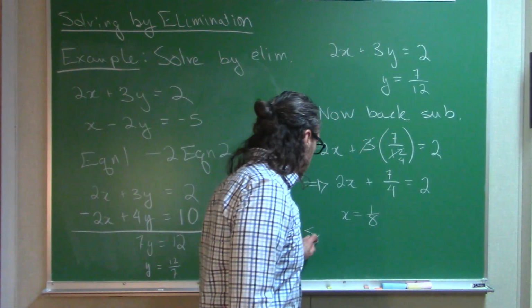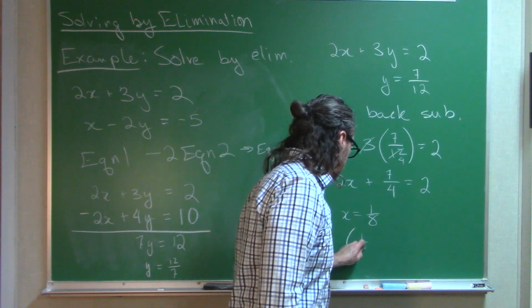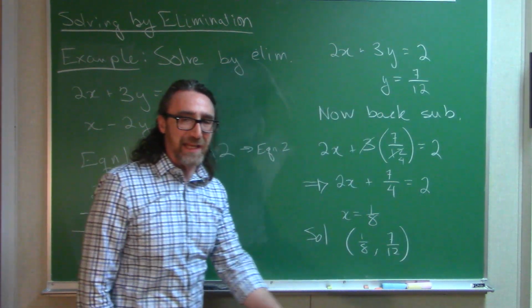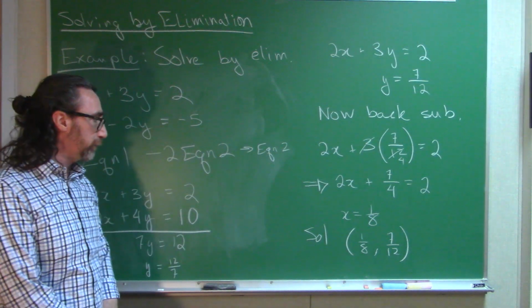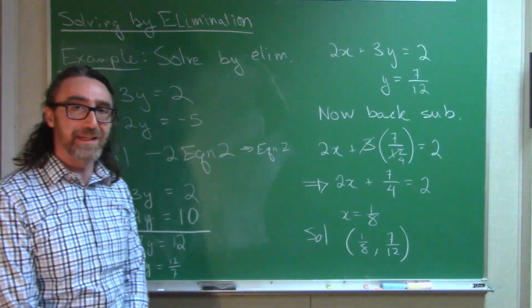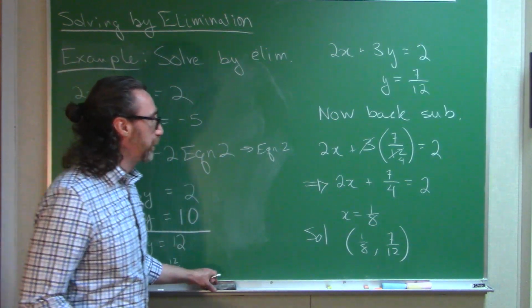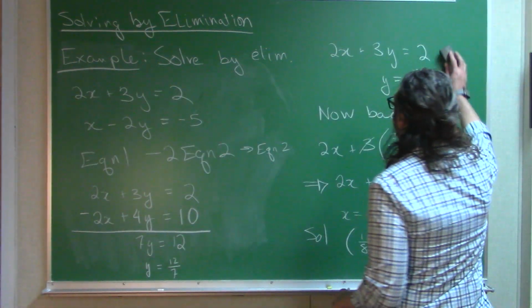So it looks like this is a consistent system with that solution. So this is a consistent, independent system. Let's look at a couple of other examples.